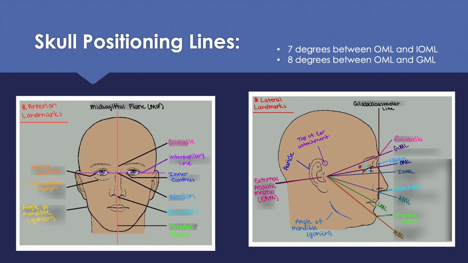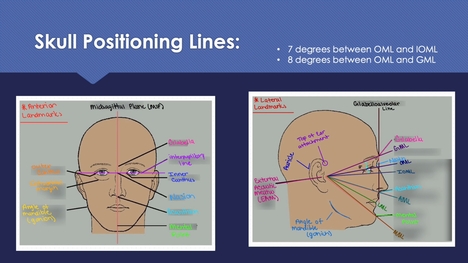We have the nasion, which is located between your eyes, right in the middle. We also have the inner canthus, which is beside your nose. And then we have the interpupillary line, which is a line crossing the eyes. And we also have the glabella, which is between the eyebrows.